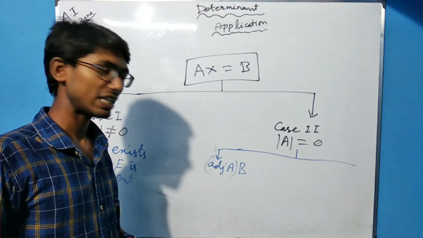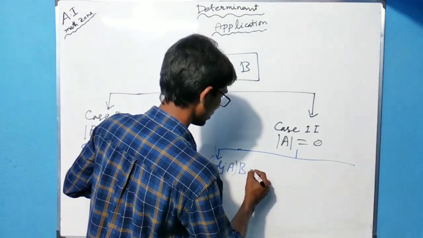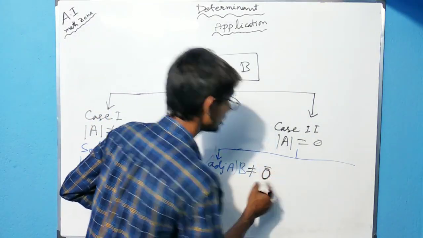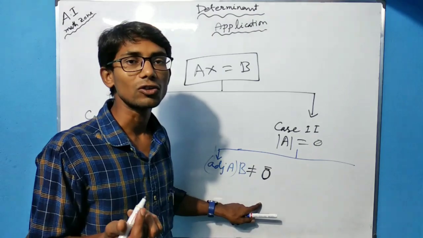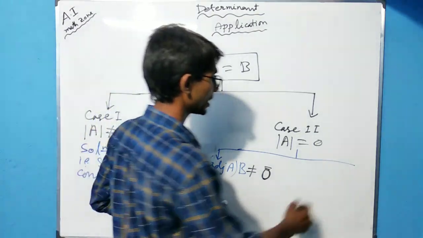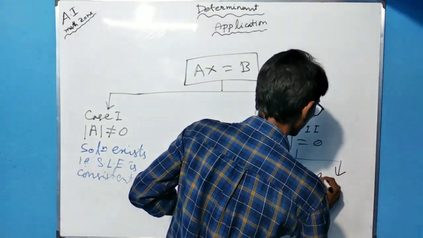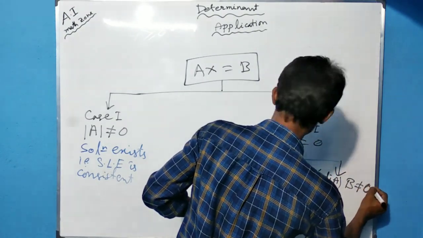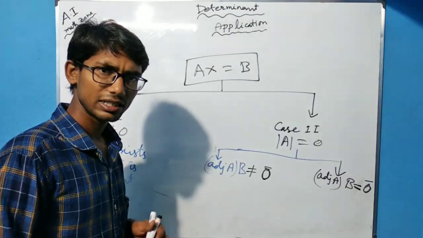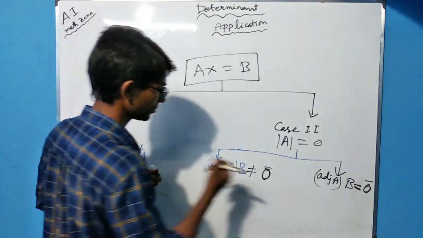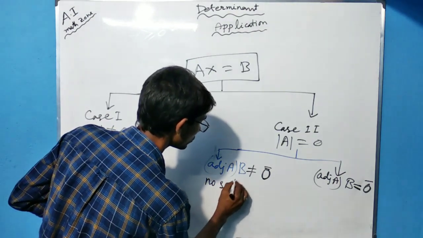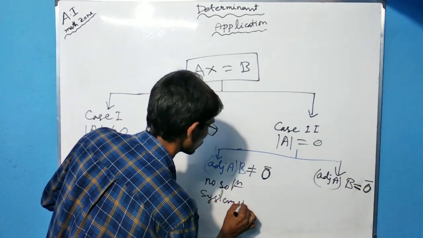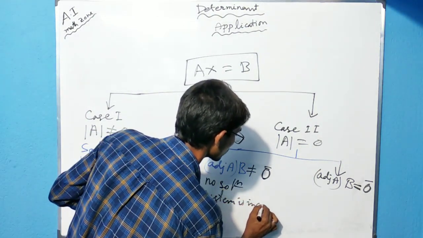If adjoint of A into B may be not equal to 0. Here 0 means this 0 is not a real 0, it is the 0 matrix. Okay. And similarly, adjoint of A into B may be not equal to the 0 matrix, may be equal to 0. Not equal to 0 implies no solution. That means no solution. System is inconsistent.